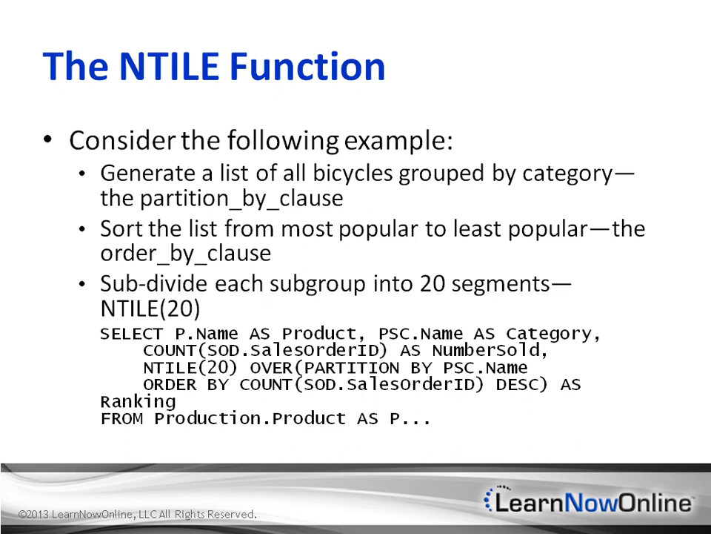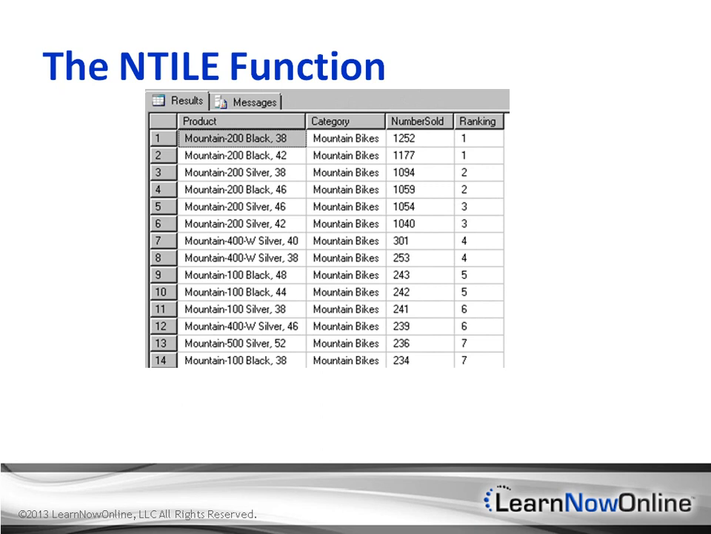Again, we're going to take those partitions, in this case categories, and break those up into smaller groupings. In this case, 20 little buckets for each category, and then we will order those in descending order from most popular to least popular. And here's an example of that output. So let's go into SQL Server Management Studio and take a look at each of these queries in greater detail.